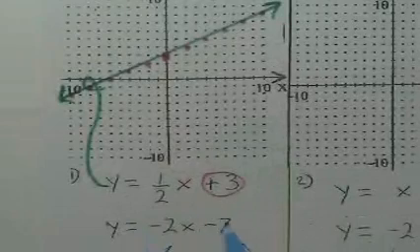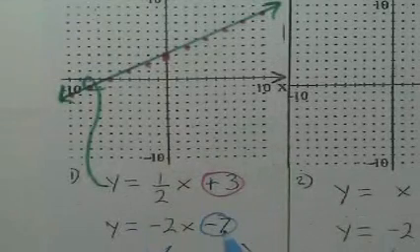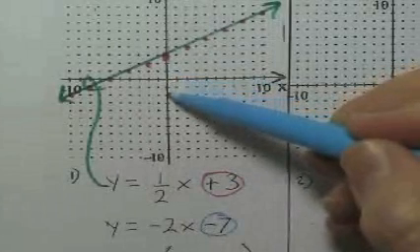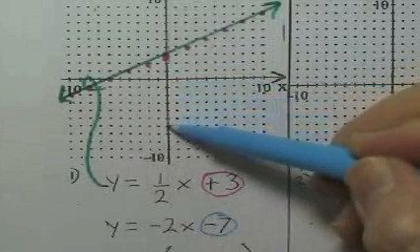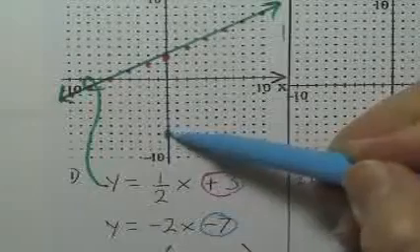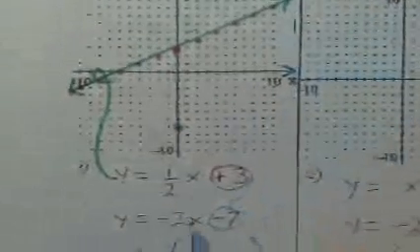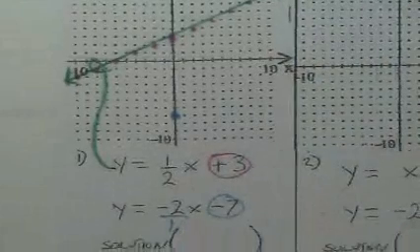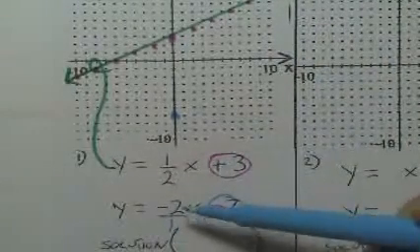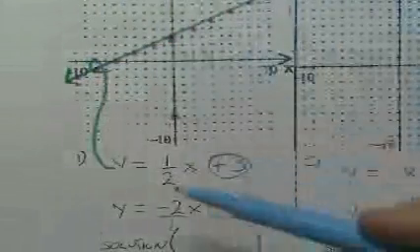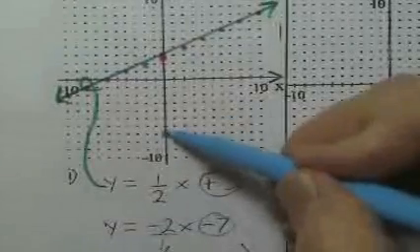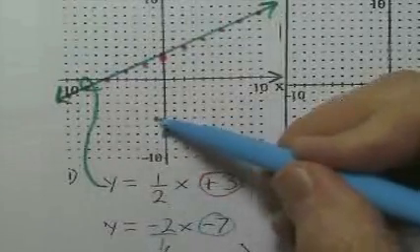Okay, on the next equation, we're going to start at -7. That's the y-intercept. So I'm going to go down 7. 1, 2, 3, 4, 5, 6, 7. And the slope is -2, so that means it's -2 over 1. Now it's going to go downhill. They're going to cross. And so I'm going to go up 2 and over 1.